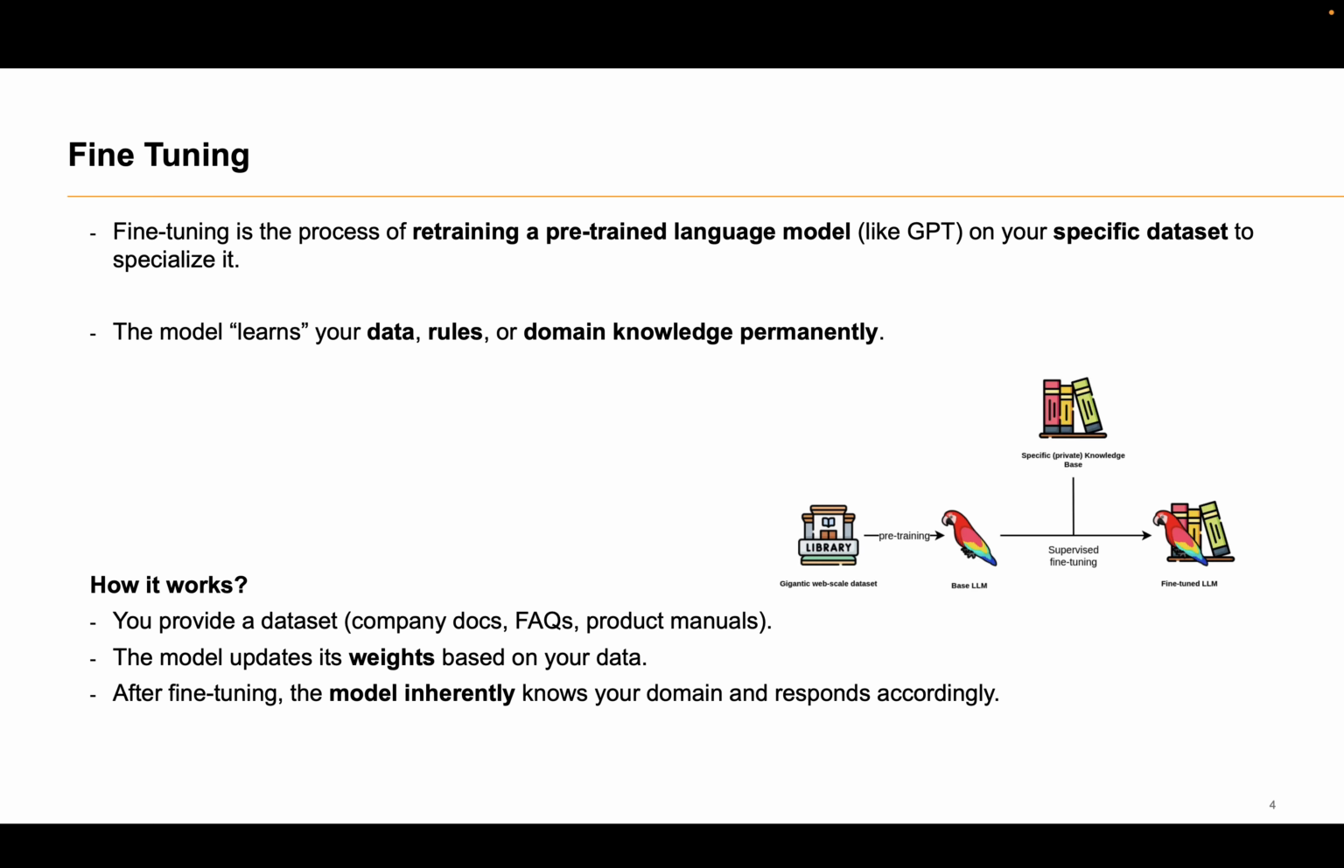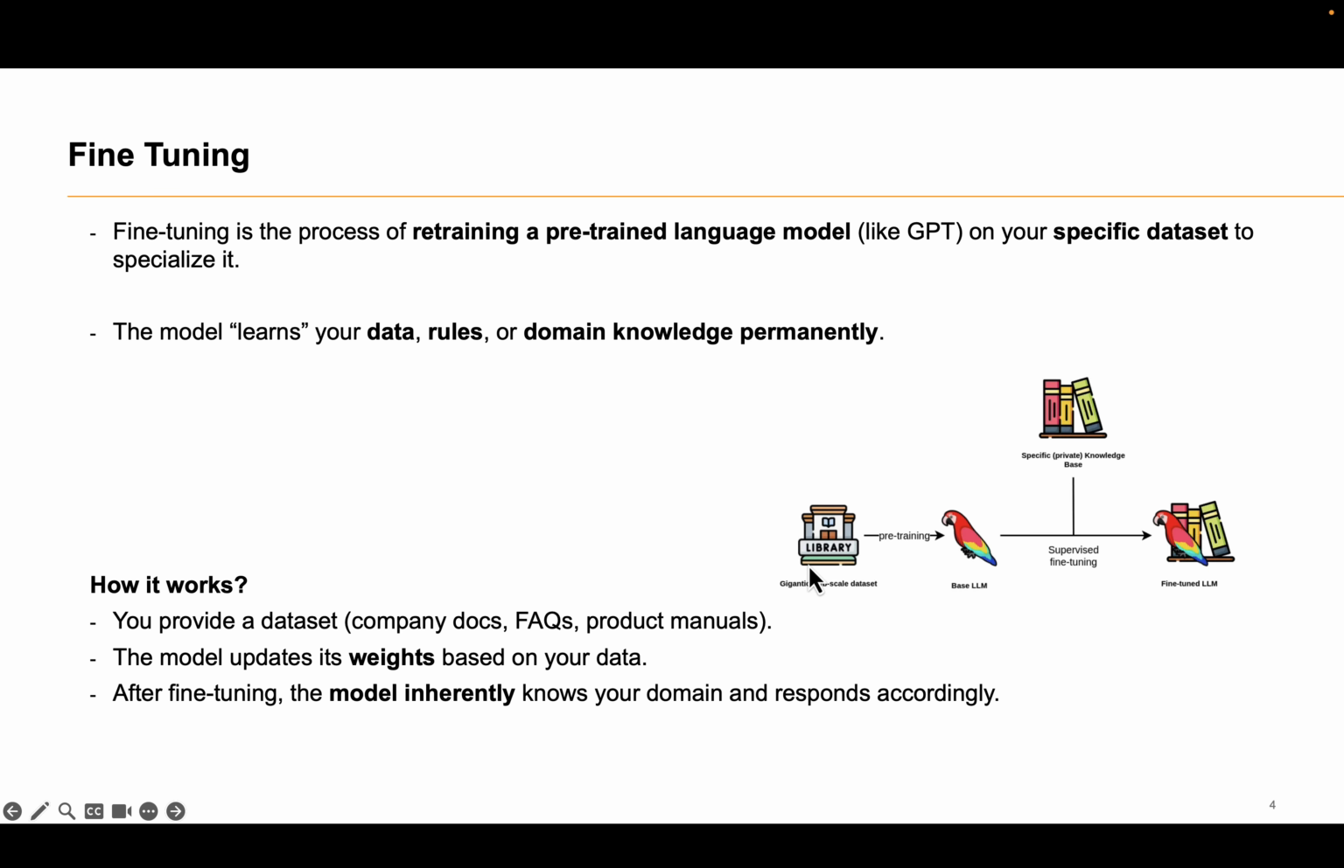And with that data we can train our generative LLM model. So fine tuning is the process of retraining a pre-trained language model. You are basically retraining this model on your specific data set to specialize it. The model learns from your data, rules, or domain knowledge permanently. So once the model learns your rules, you cannot change it again, because the model has learned from your data. Whatever is there in your data, the model will learn from that, and then accordingly next time the model will behave.